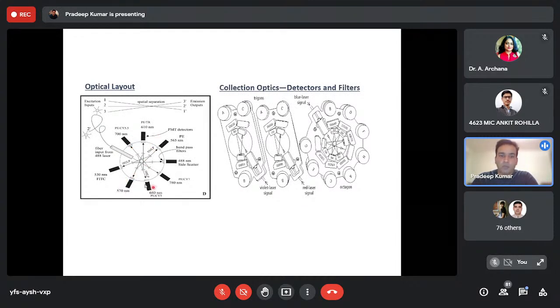With the help of these, all the signals from higher wavelength to lower wavelength are collected, segregated and sent to these detectors, which convert these photons of light to electrons. Okay.